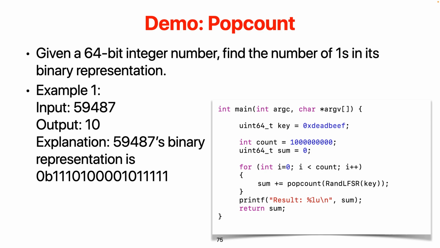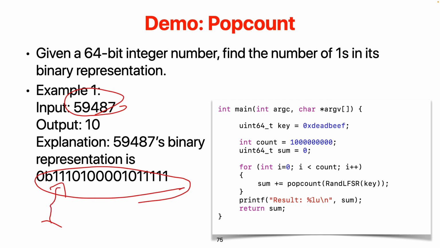So what exactly is pop count? Given that you have an input number like this, and its binary representation is this, I count how many of them are ones, right? And it turns out the output is 10. So that's the question.